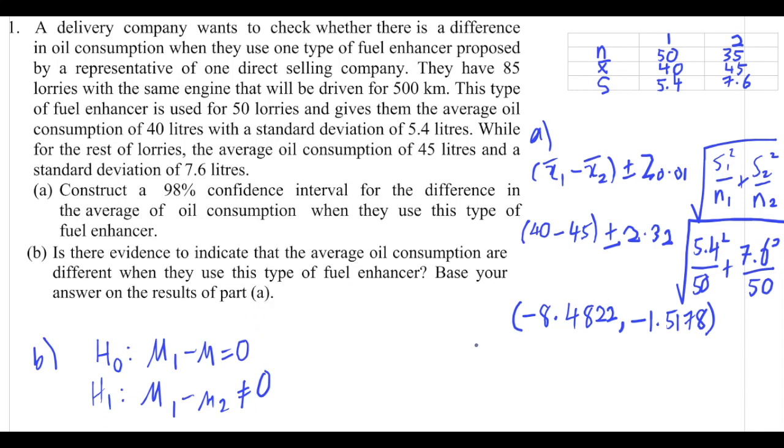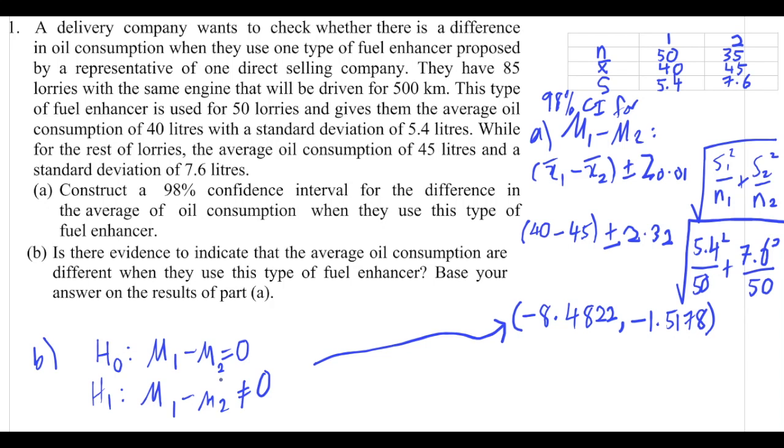So we will be either rejecting or accepting the null hypothesis using the results from the confidence interval. This confidence interval is for the difference in the average oil consumption. That means this is mu 1 minus mu 2, right? The 98% confidence interval for mu 1 minus mu 2, and this is the value. Now, the null hypothesis says mu 1 minus mu 2 is equals to 0. Since 0, this value specified in the null hypothesis, is not in the confidence interval, then the null hypothesis can be rejected in this case.